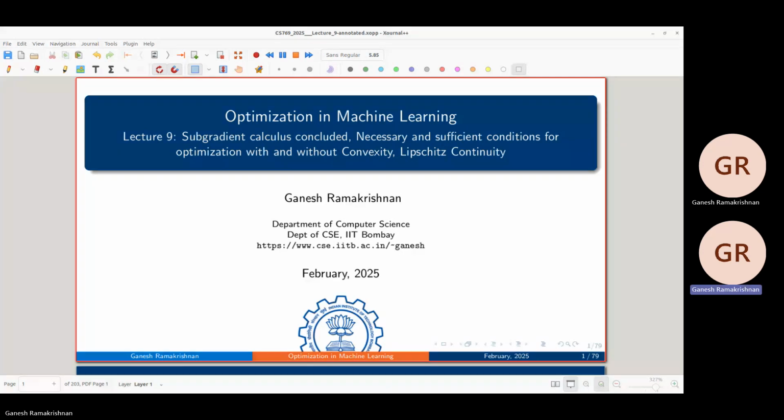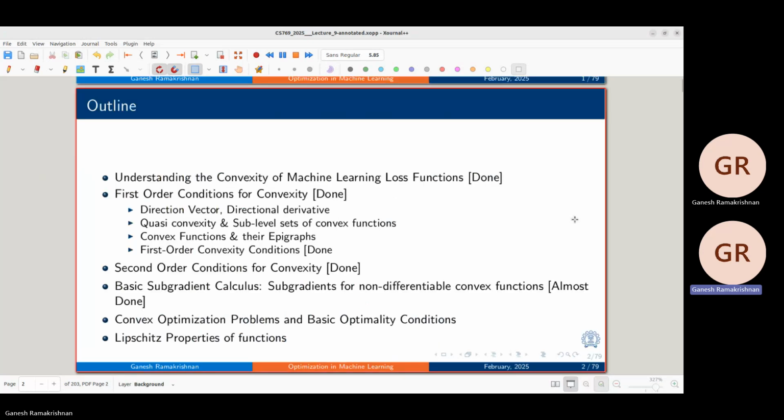So the outline for this lecture 9: we'll conclude subgradient calculus and then look at optimality conditions in terms of subgradient, obviously largely for convex functions. We'll also look at some principles for optimization and so on, and also motivate algorithms that will form the foundation for discussing convergence criteria, Lipschitz continuity, and so on. So that's how the flow will be. Let's see how much we can cover for today.